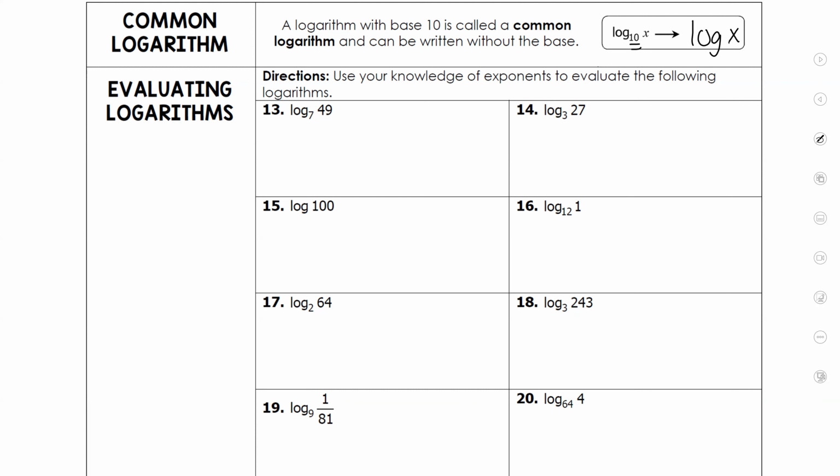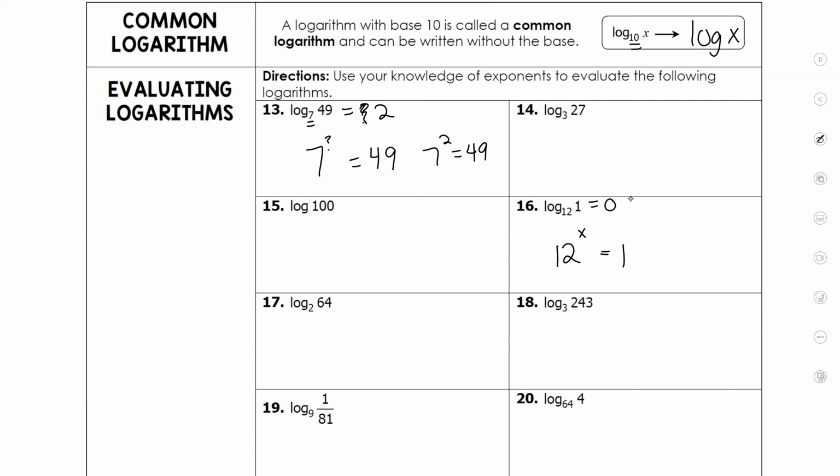So let's try to evaluate these logs based off of how we can convert this to an exponent. So my base is 7. What does the exponent need to be so that I get 49? And that answer is 2. 7 squared would give you 49. So that's what this would be. Here, my base is 12. What does the exponent need to be in order to get 1? 0. Anything to the power of 0 would give you 1.